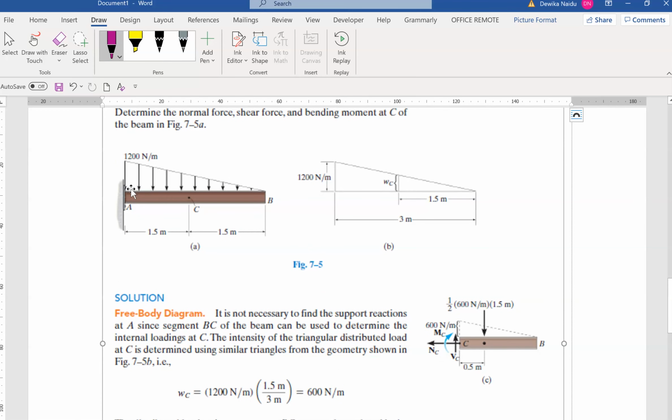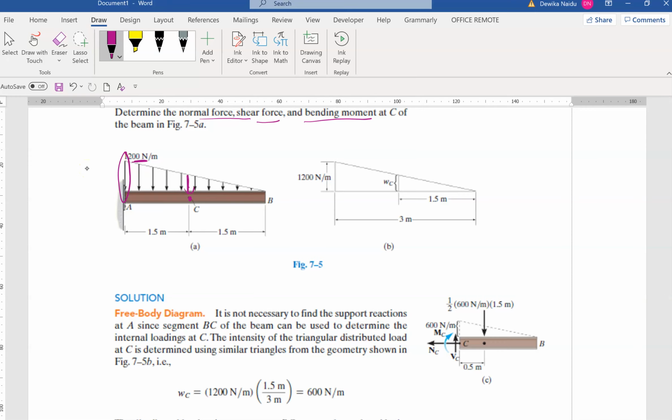Okay, now let's look at this question here. This is a distributed load, and they are asking to determine the normal force, shear force, and bending moment at point C. So where is C? C is right in the middle. Let's look at how to know this. At the end here we know it's 1200, no problem. But at C, how much is this? Because we need to draw, right? Yeah, we need to draw.